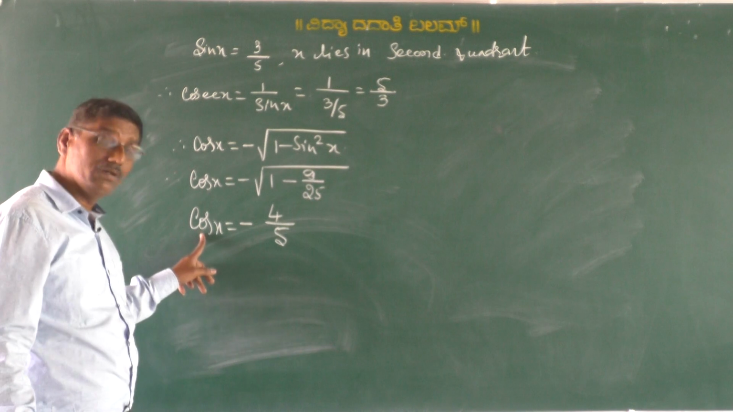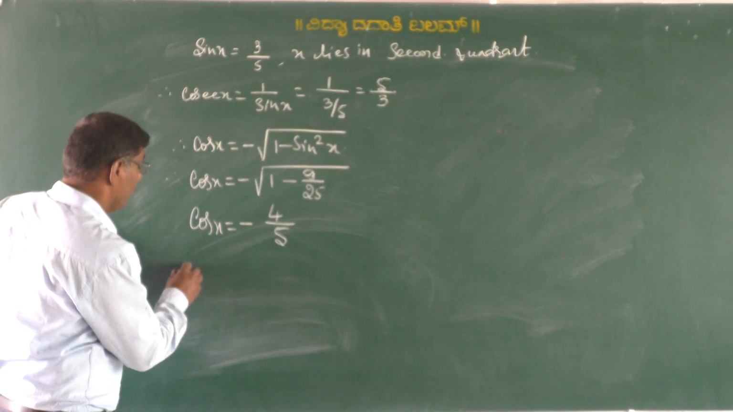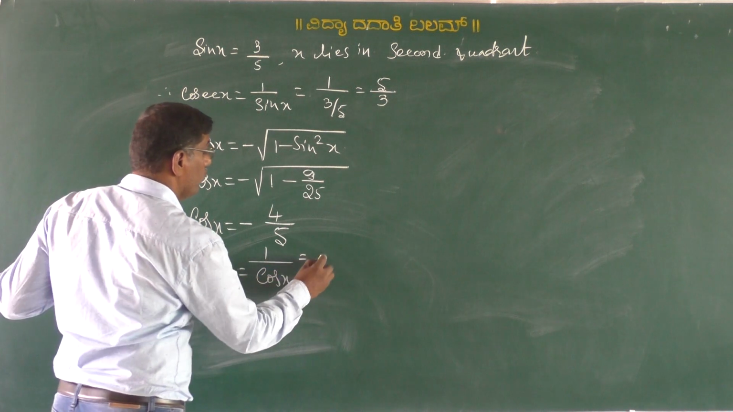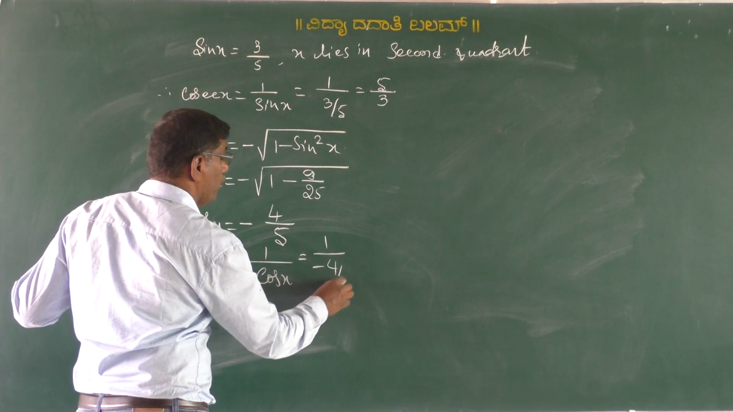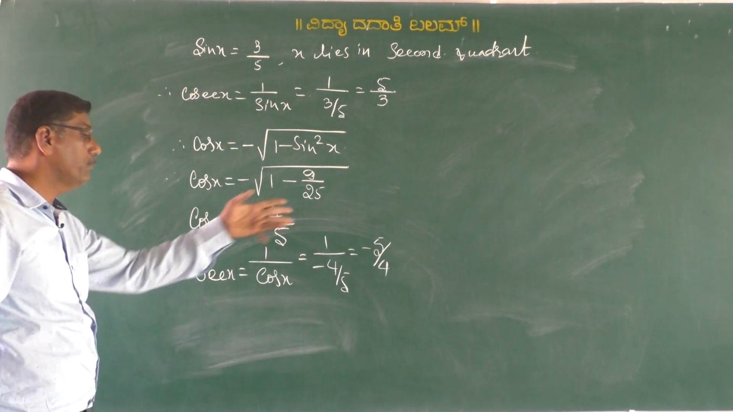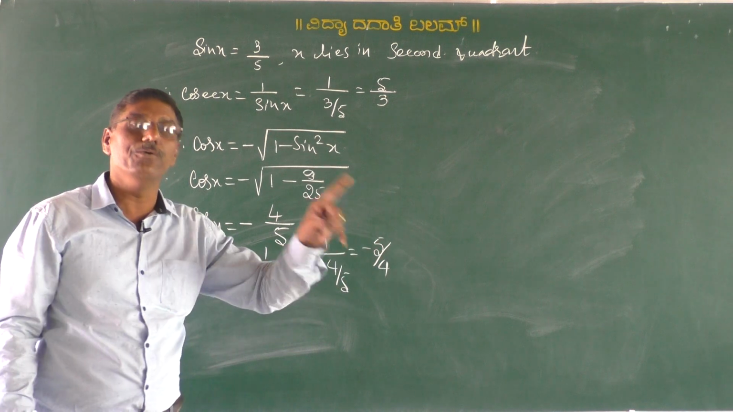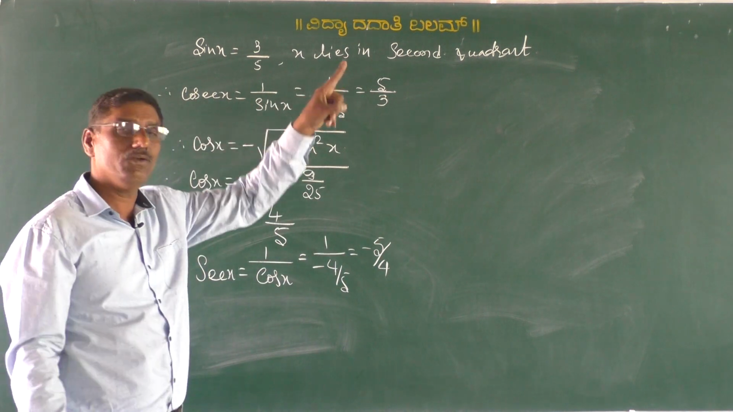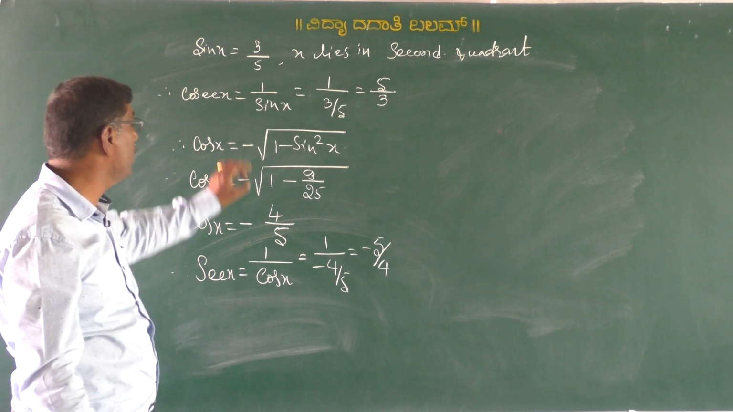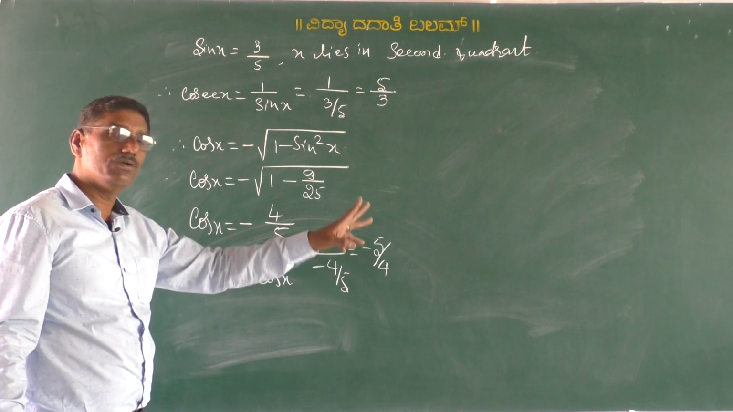If you know cos x, we can find secant x, my dear students. Therefore, secant x is equal to 1 divided by cos x. That is equal to 1 divided by minus 4 by 5. This can be written as minus 5 by 4, because of the reciprocal, isn't it? Therefore, secant is also negative, in which quadrant? Second quadrant. We know in second quadrant, by ASTC, sine and cosecant are positive, the remaining are negative. That is secant x is equal to minus 5 by 4.